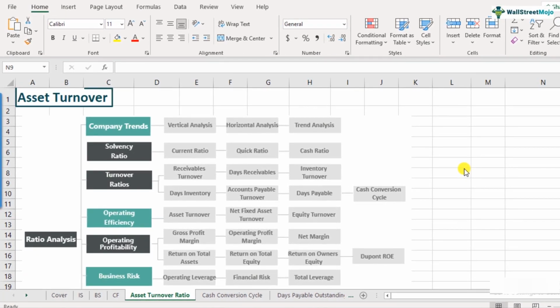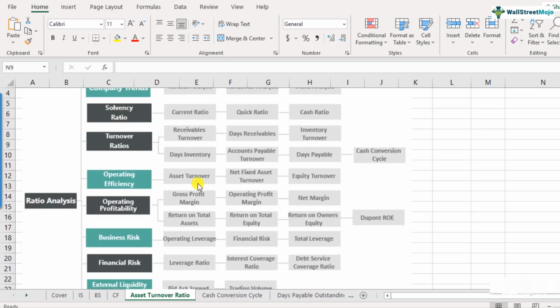What is asset turnover ratio? Asset turnover ratio is a part of the ratio analysis framework and it comes under the operating efficiencies. It basically helps us in understanding how much sales a company is able to generate from its assets. Another way to look at it is how effectively the company is able to utilize its assets to generate sales or not.